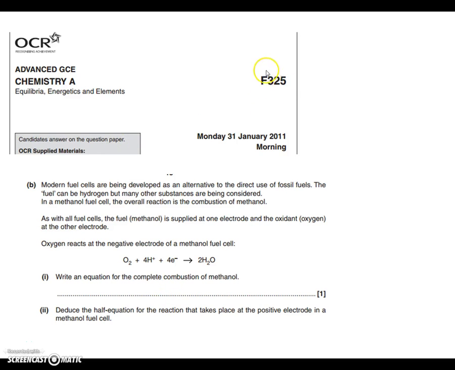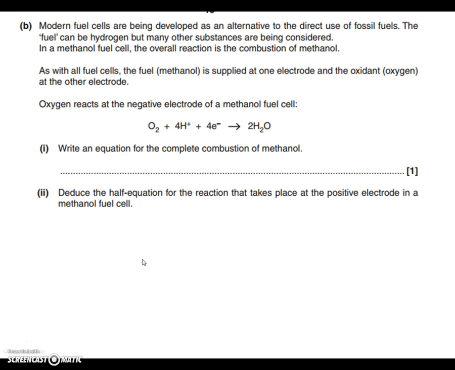So these are some questions that I've been asked to go through from the 325 2011 papers by a couple of you. I've just uploaded this so you can have a look at it and see how to go through these questions. The first one is 4b part 2. There was actually a mistake in the question paper.